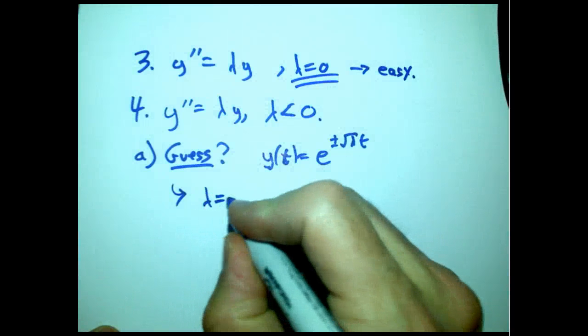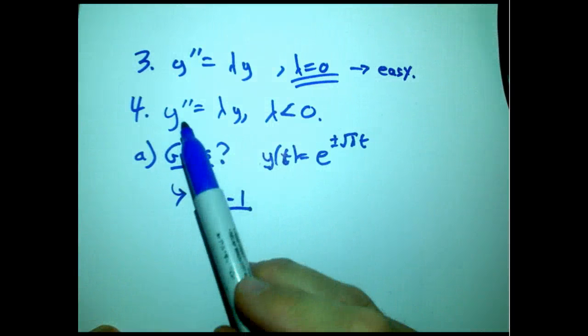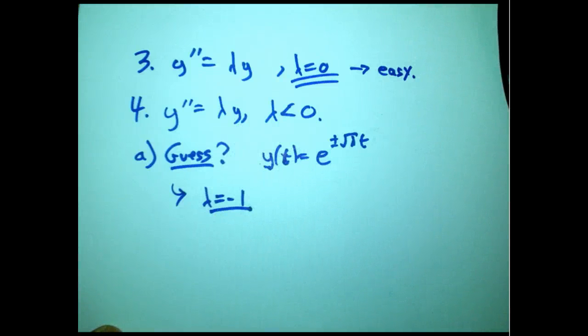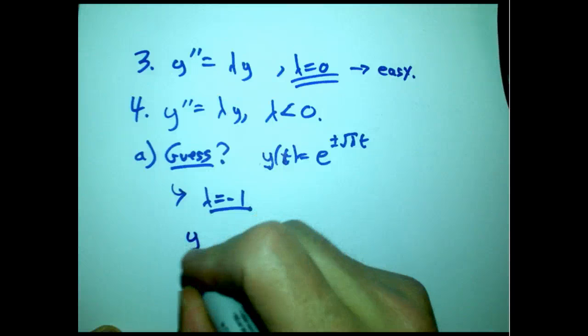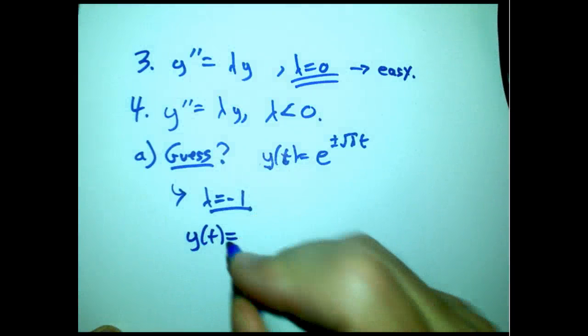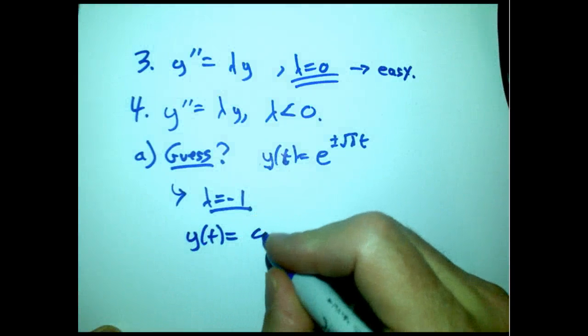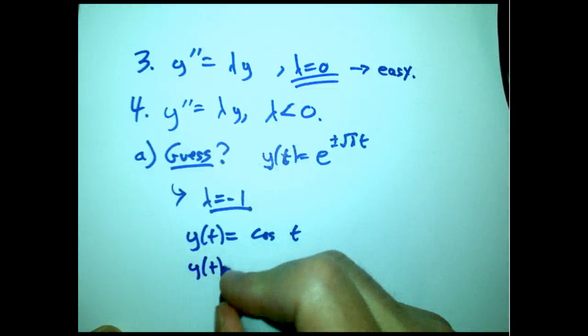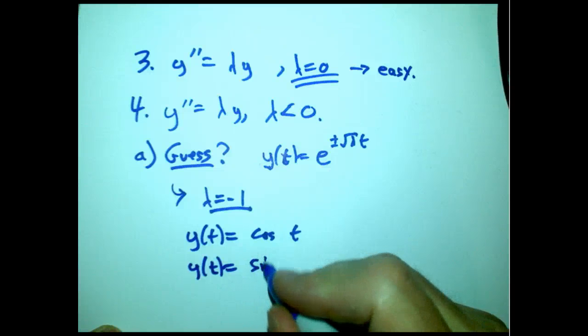For example, if lambda is negative 1, we're just looking for a function that when you take two derivatives of itself, it's exactly the negative of what you started with. Well, we know two functions that have that property. Y of t equals cosine t. I'm going to leave a little space. And y of t equals sine t.